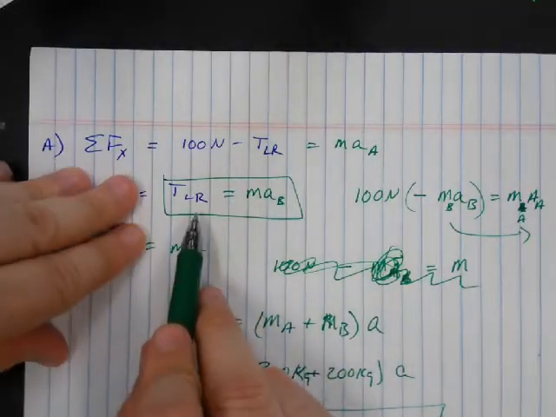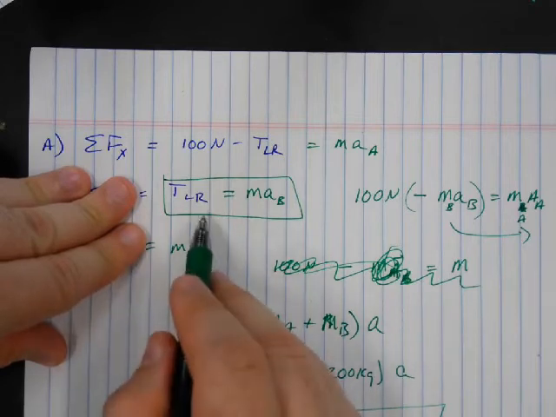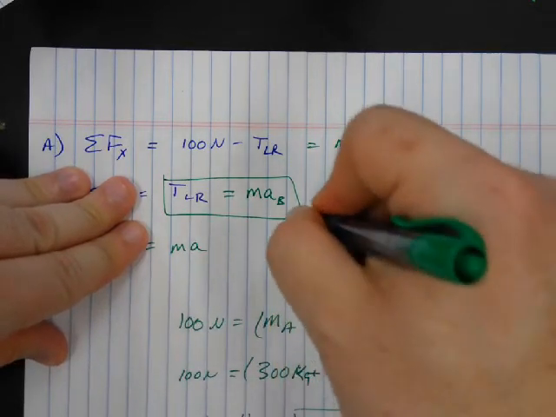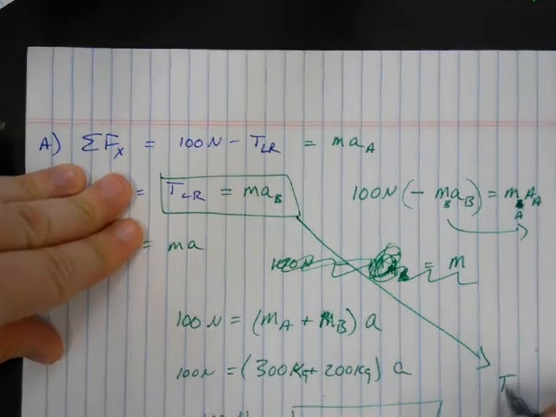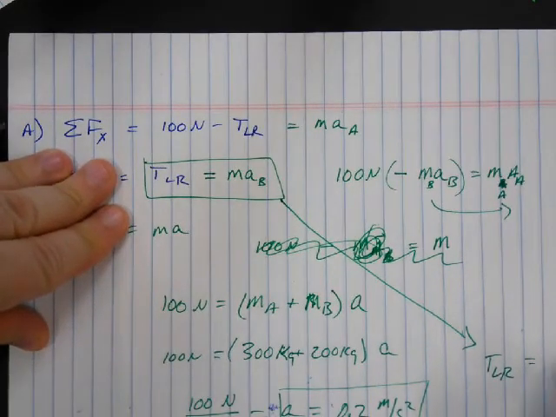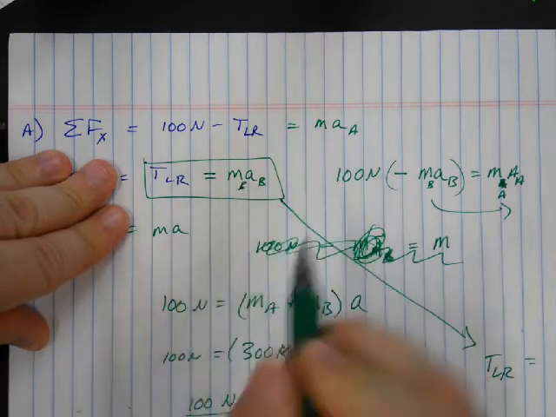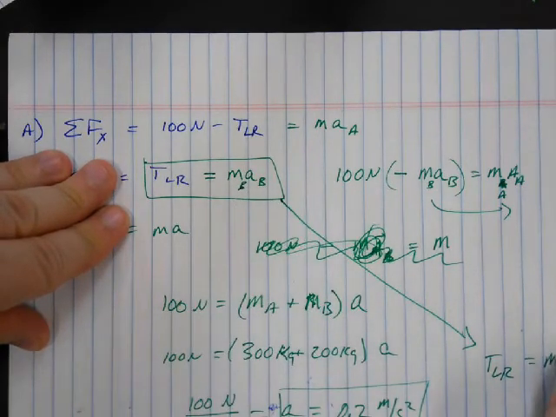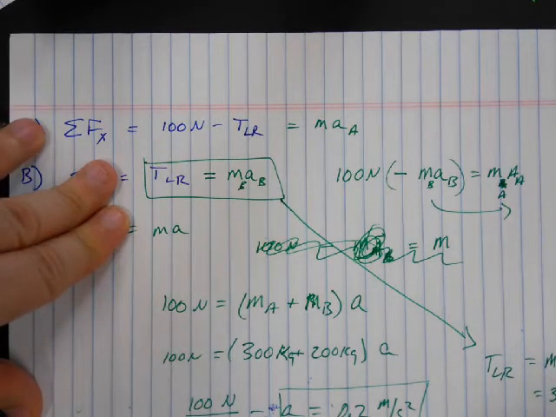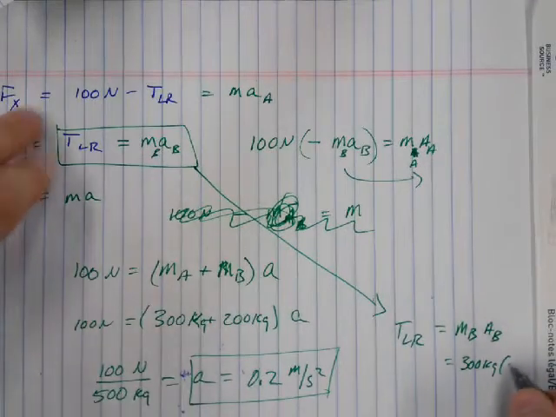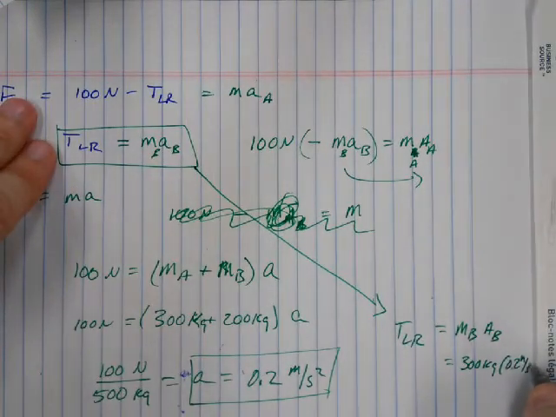So for the tension, well, this is an easy thing we can do. We can go yoink and say the tension in the left rope must be, well, this is for object B. So it's going to be mass of B times the acceleration of B. And that is 300 kilograms times 0.2 meters per second squared. And that is 60 newtons.